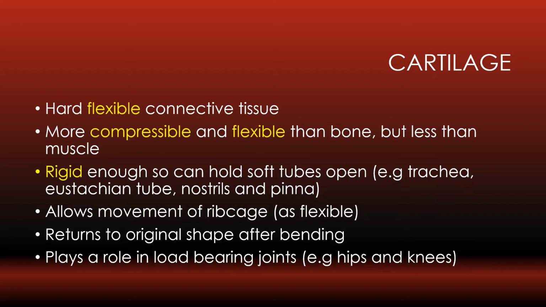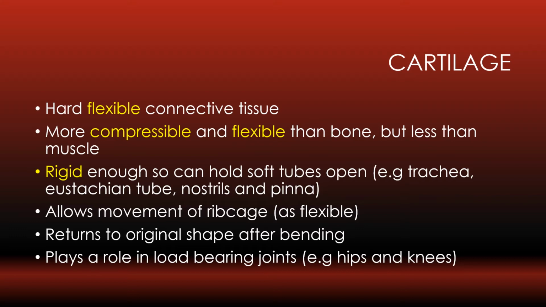So what is cartilage? You will probably know quite a bit about the cartilage between one bone meeting another bone inside a joint, but we've got various other structures. You should remember from the lungs that the C-shaped cartilage rings are there to keep the trachea open and keep it from collapsing due to the pressure differences.